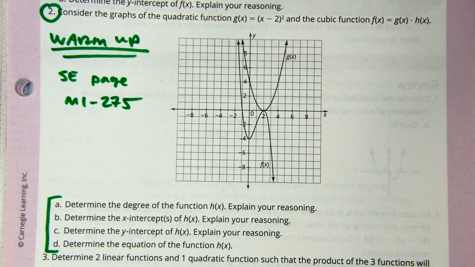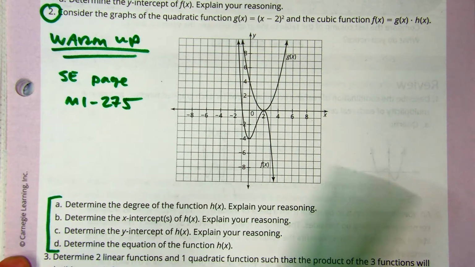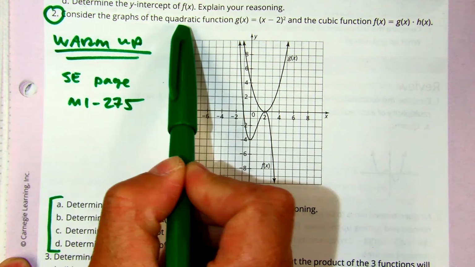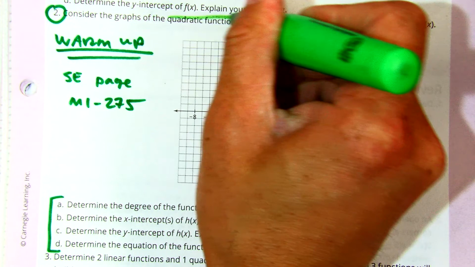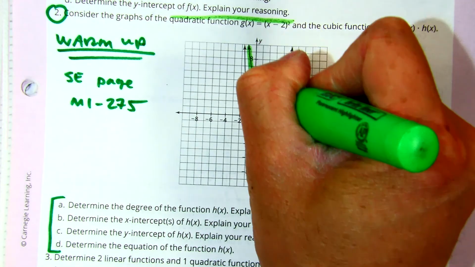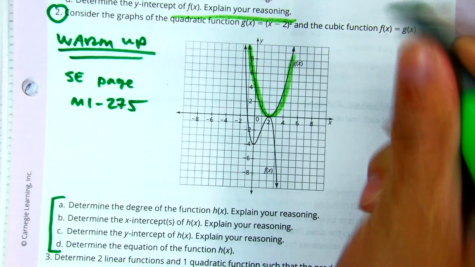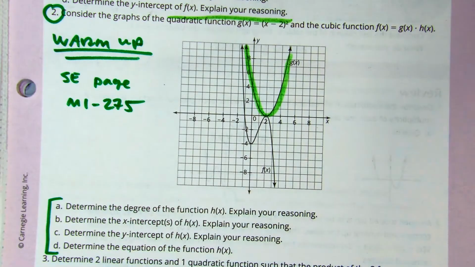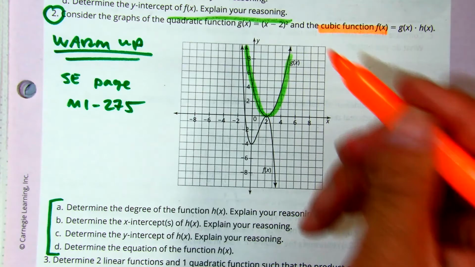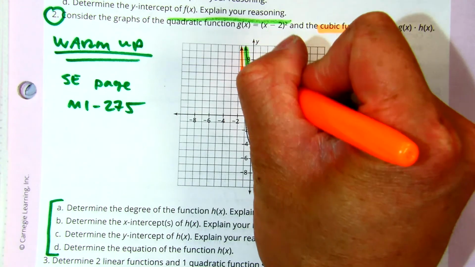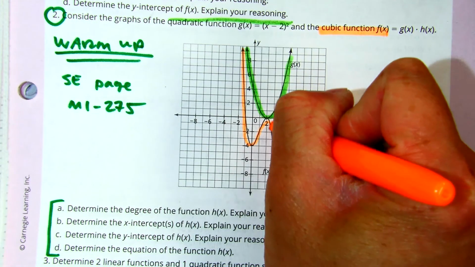Alright, problem number 2 tells us to consider the graphs of the quadratic function. So here is g of x, I'm going to highlight it in green, and a cubic function, okay? They're telling us that the cubic function is f of x. Now if you see this, this is actually on the graph itself.